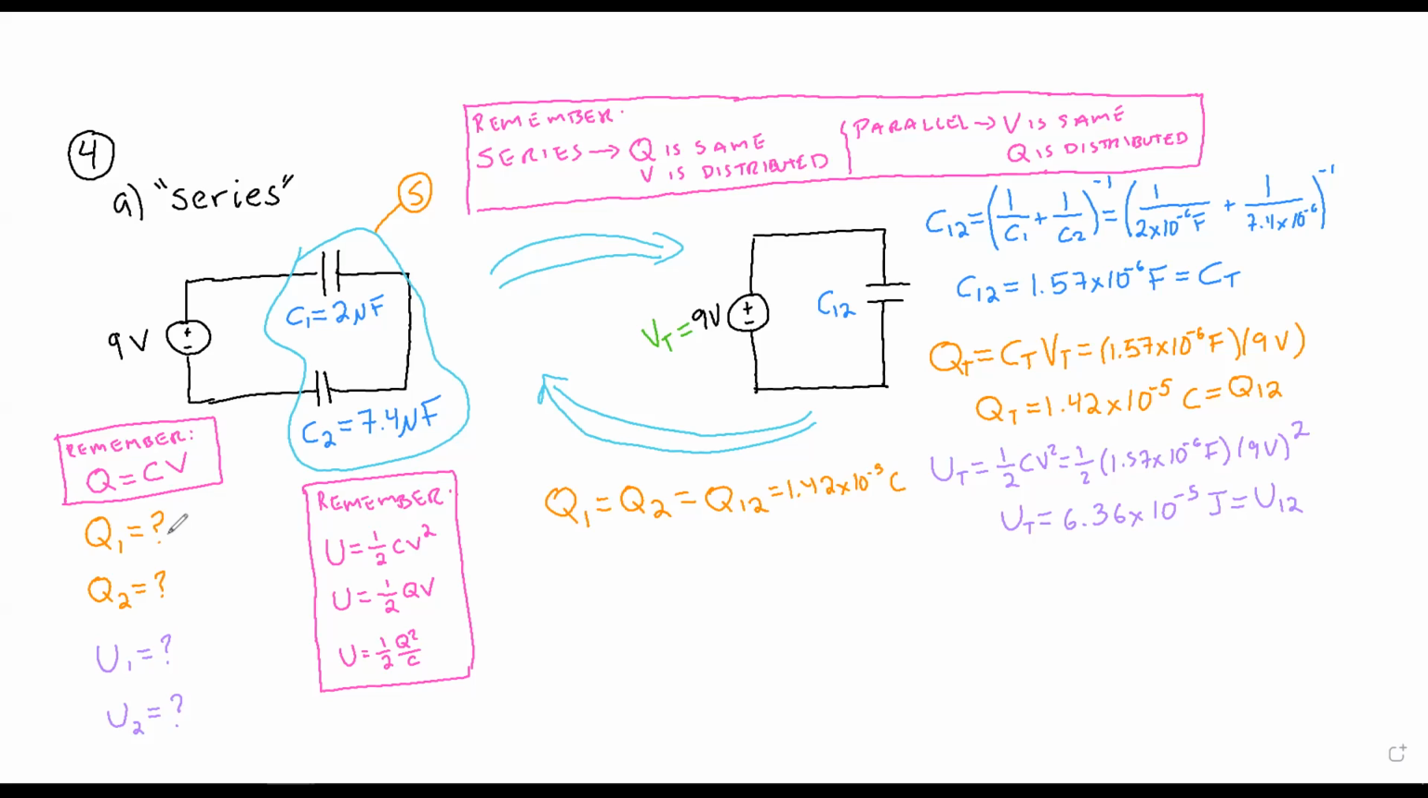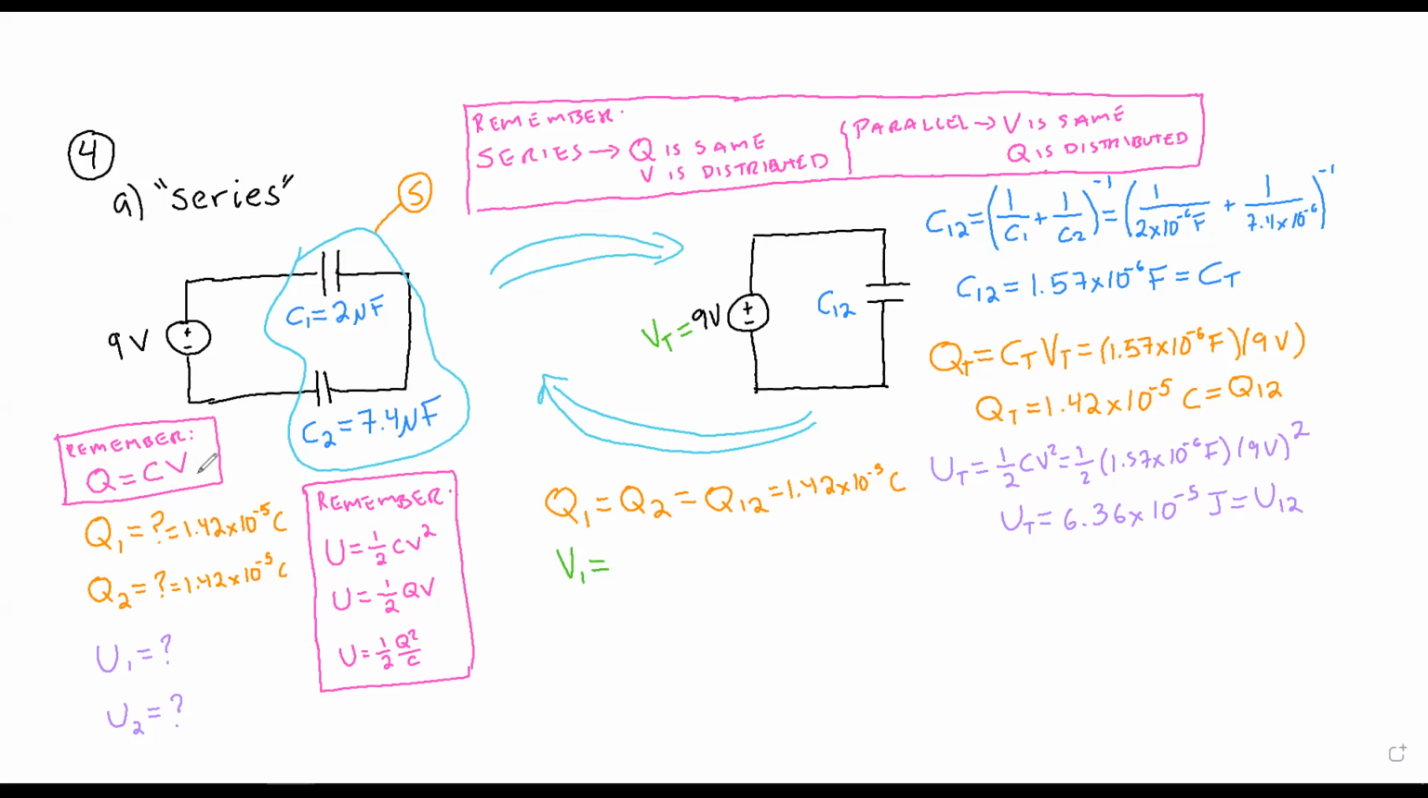So the charge of Q1 is going to be 1.42 times 10 to the minus 5 coulombs. And the charge in Q2 is also going to be 1.42 times 10 to the minus 5 coulombs. What is going to be different? The voltage. So voltage 1, and we'll go to the energy in a moment. I just want to do the voltages as well because this is how you're going to be doing the problems from the homework task.